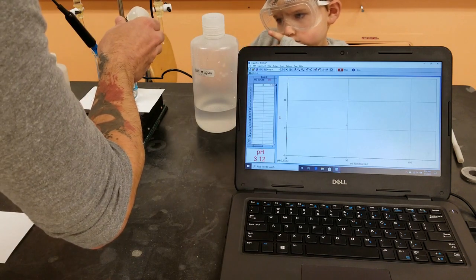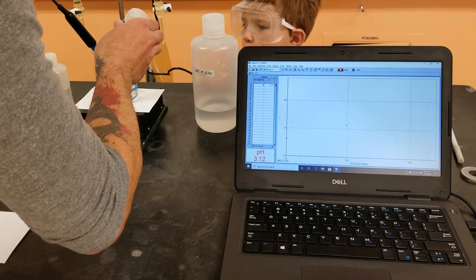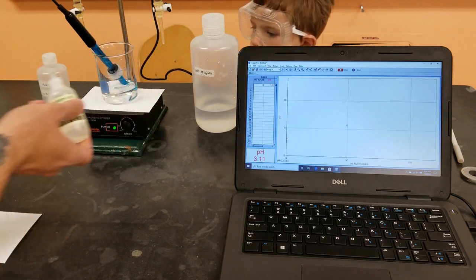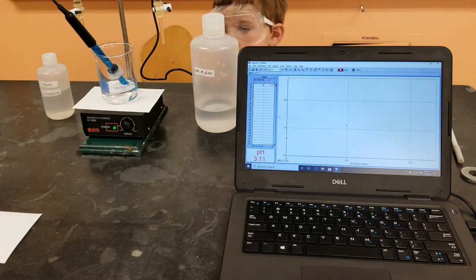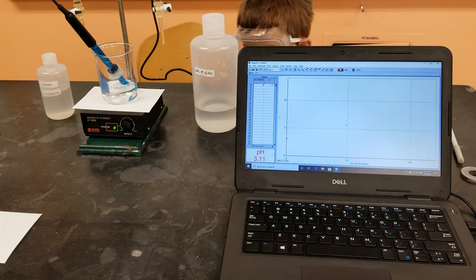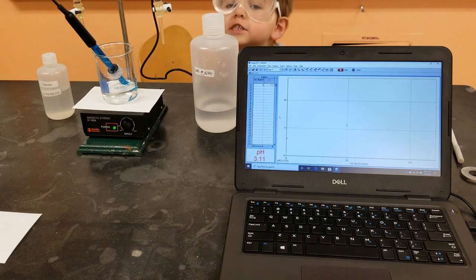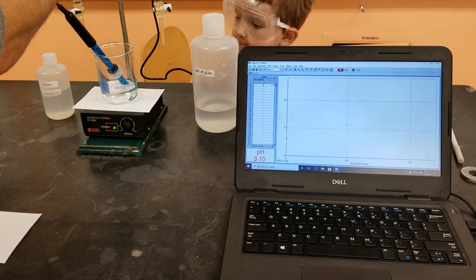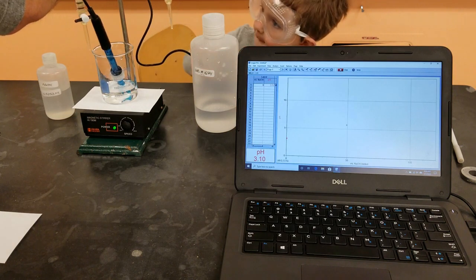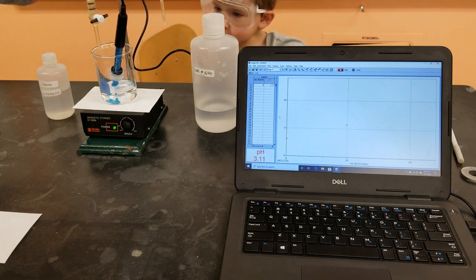It stays clear, which would be expected since it is acidic. Now I'm going to position the base.